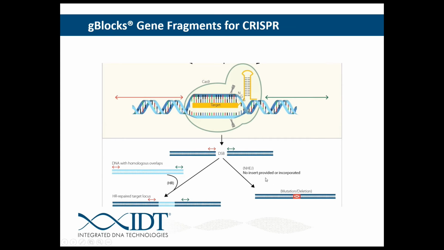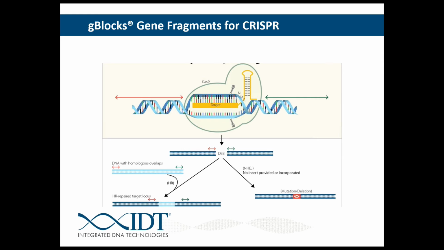The first, if there's no other DNA in there, is that, particularly in eukaryotic cells, this will be repaired by a non-homologous end joining repair system. This is an error-prone repair system, and in the repair, it often produces indels, short insertions or deletions. By doing that, it often knocks out the function of a gene. So this is a good way to create knockouts of genes.